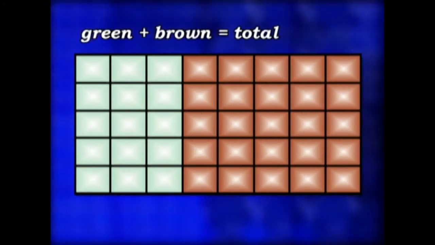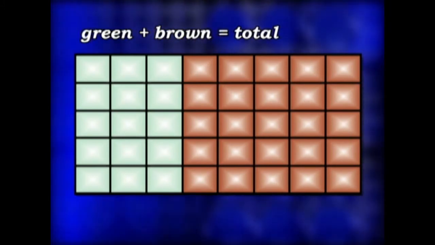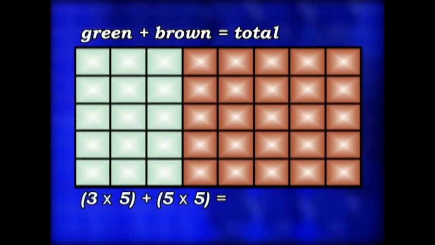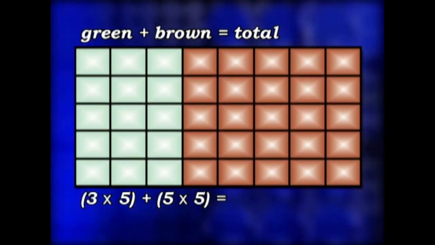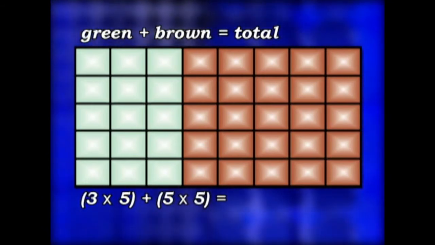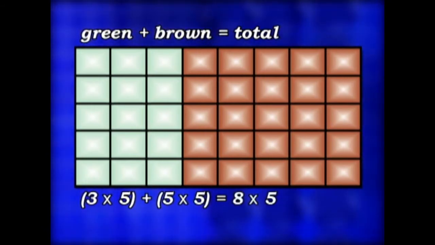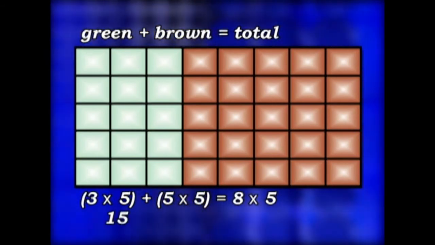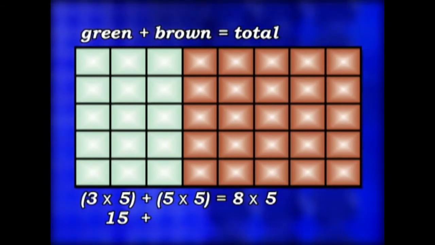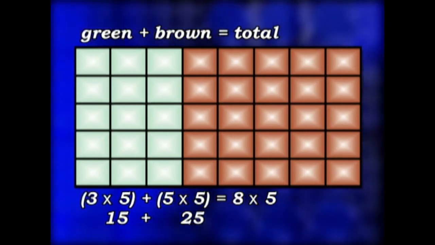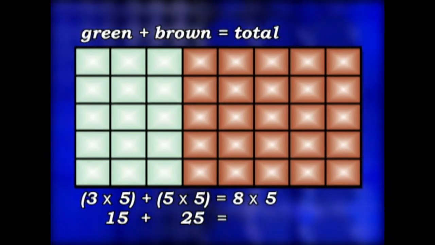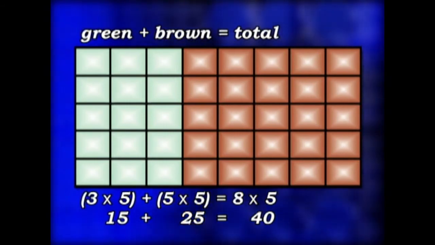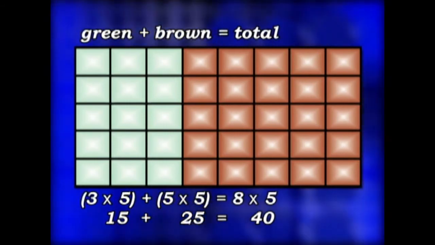So we could write green plus brown equals total, or 3 times 5 plus 5 times 5 equals 8 times 5. Or we could work it out. 3 times 5 is 15, plus 5 times 5, 25. So we get 15 plus 25 equals 40. If you want to check, you can count all the boxes, but you'll see we're right.